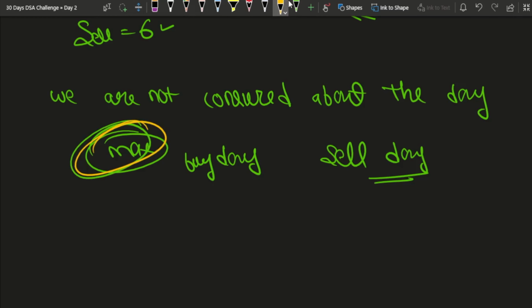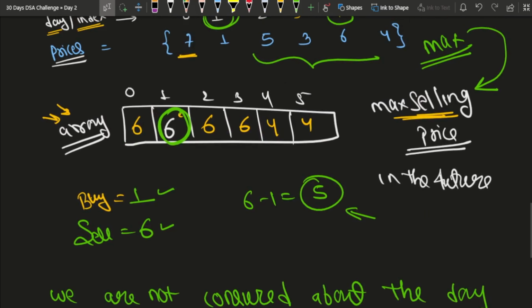The question says to give the maximum profit. With this particular approach, we can give the maximum profit, but we cannot give the day on which we buy that stock and the day on which we sold that stock. Okay, so I hope this approach is clear in your head.